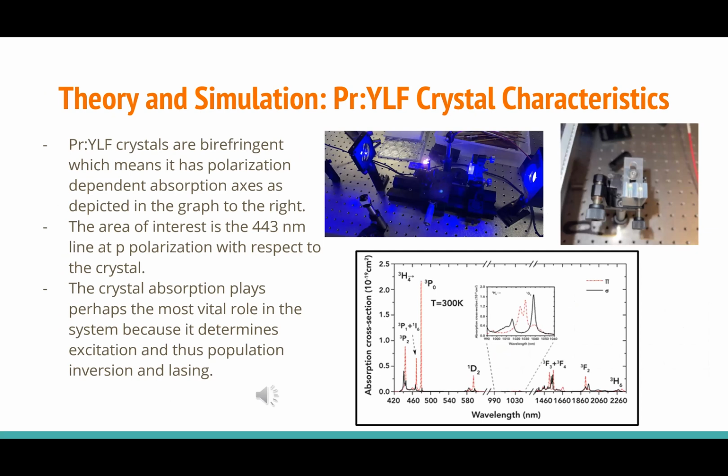The crystal has two absorption axes. We are using a laser diode because the light coming out of it is already polarized. On top of that, we are using a half-wave plate to match the polarization of the laser diode to the absorption axis of the crystal.